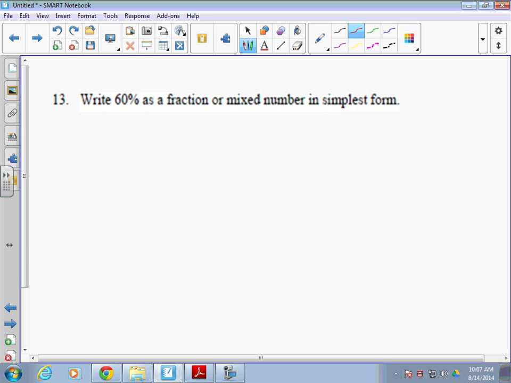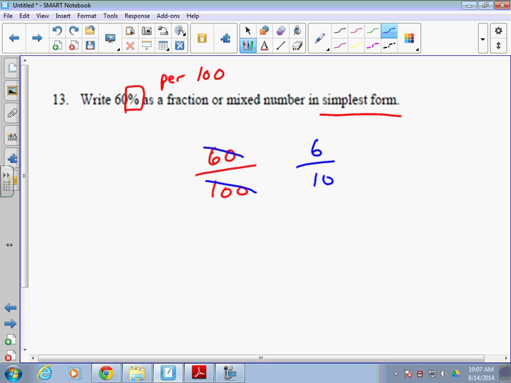Number 13 says write 60% as a fraction or mixed number in simplest form. 60% means per 100. That's what cent means, per 100. So 60 per 100. Then we could simplify that and say, well, the number 10 goes into both of them. It goes into 60 6 times, and it goes into 100 10 times. But look at that. We could simplify it one more time. The number 2 goes into both of them, into this one 3 times, and into this one 5 times. In simplest form, 3/5.